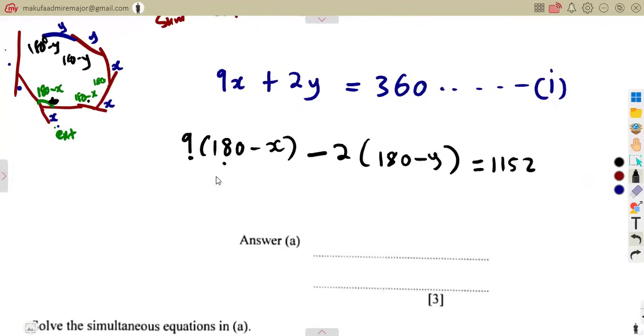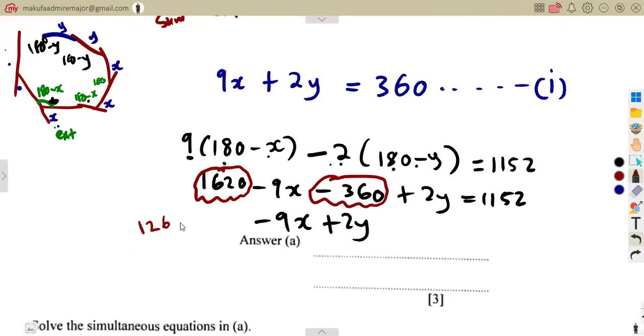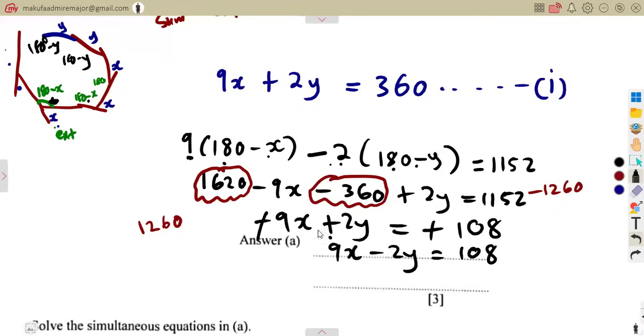Let's simplify further. 9 times 180 is 1620. 9 times minus x is minus 9x, minus 360, minus 2 times minus y will be plus 2y, is equal to 1152. Minus 9x plus 2y: if you combine 1620 and this, you subtract 360, you're going to obtain 1260. So you subtract it here, 1260. That will be minus 108. To avoid working with a negative, you can divide by the negative. That will be 9x, divided by a negative, negative 2y divided by a negative, that will be 108. Or you can write it with a negative 9y.